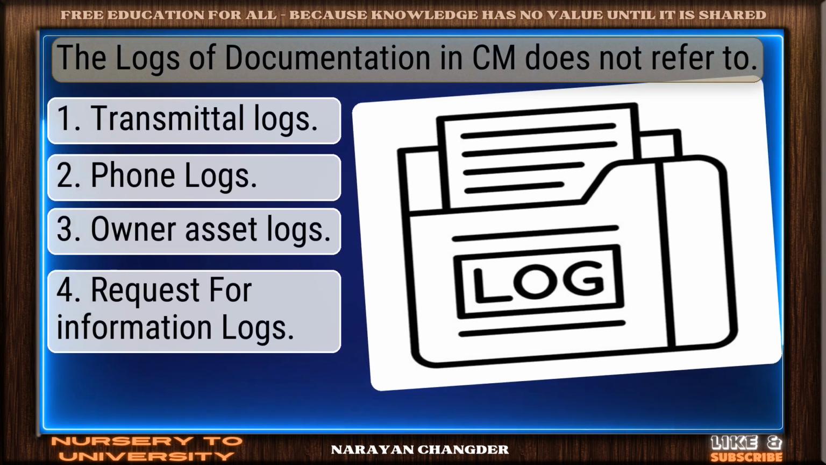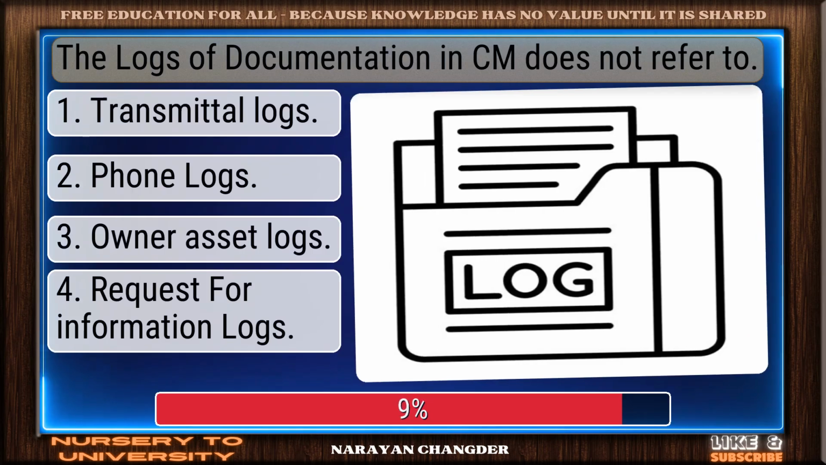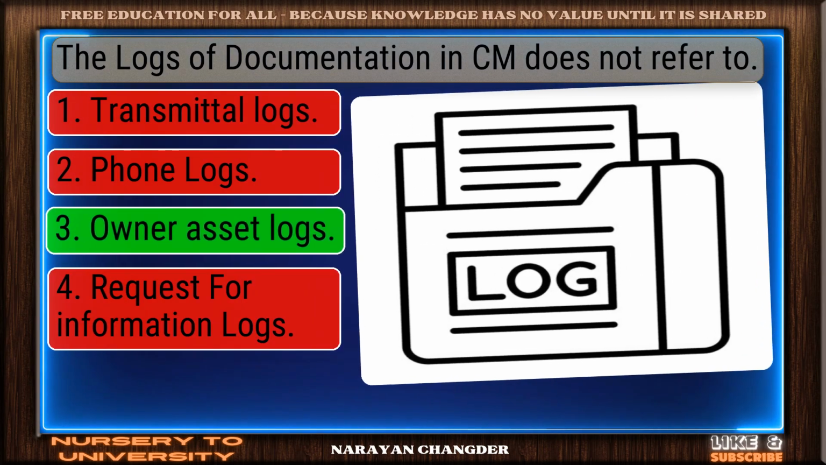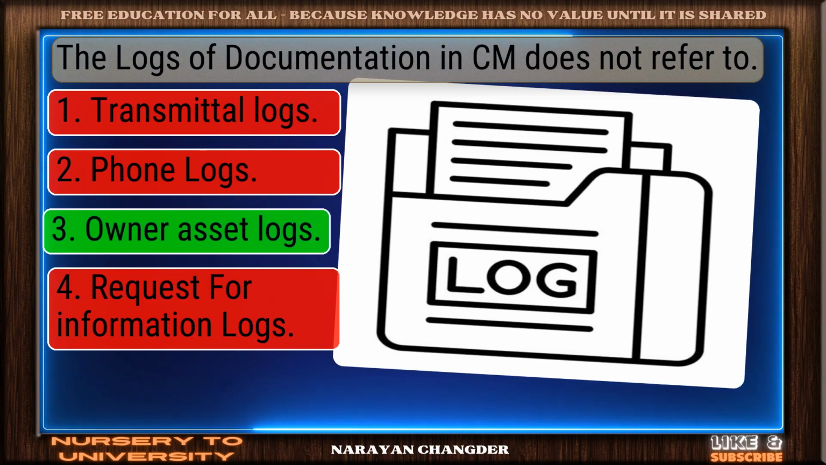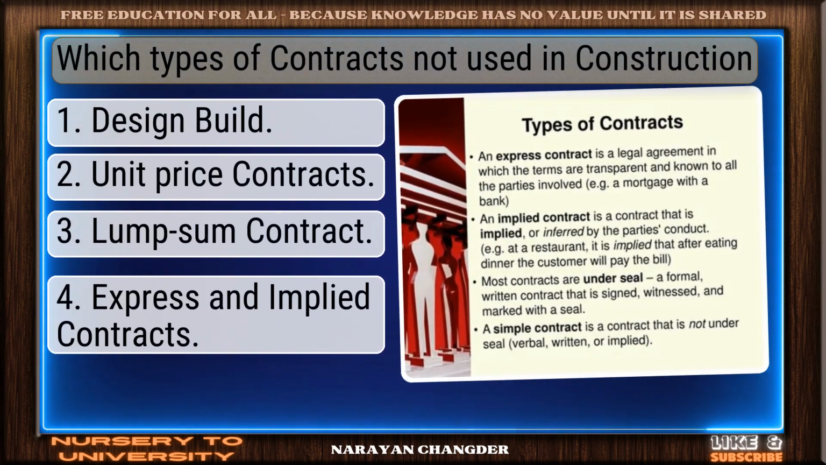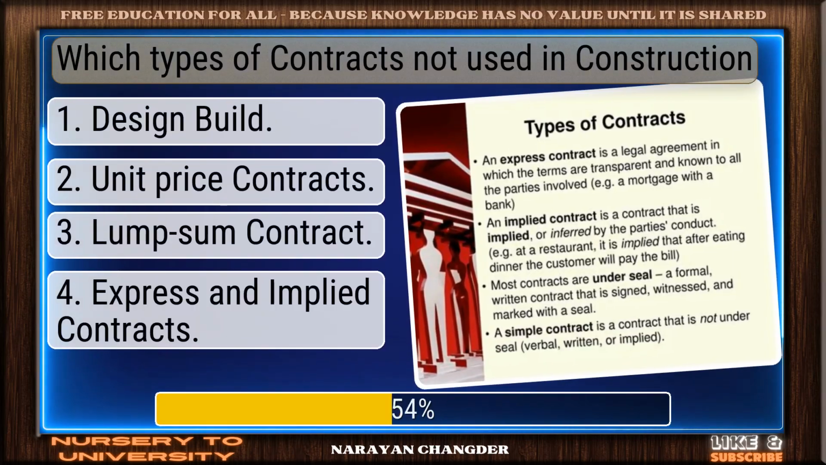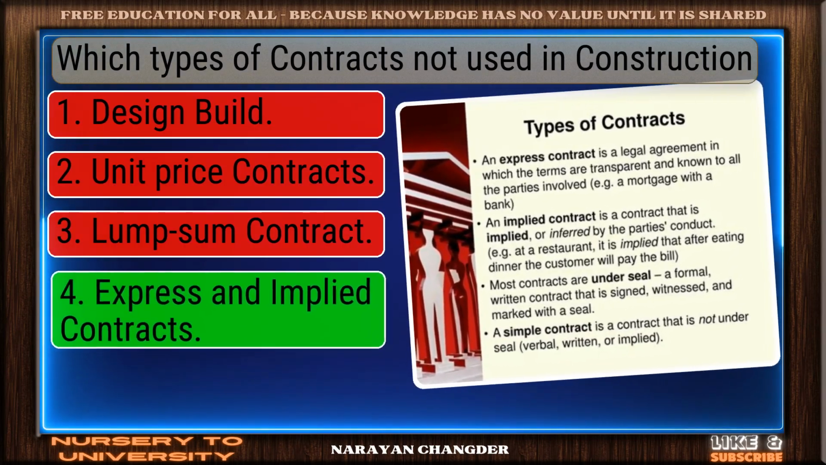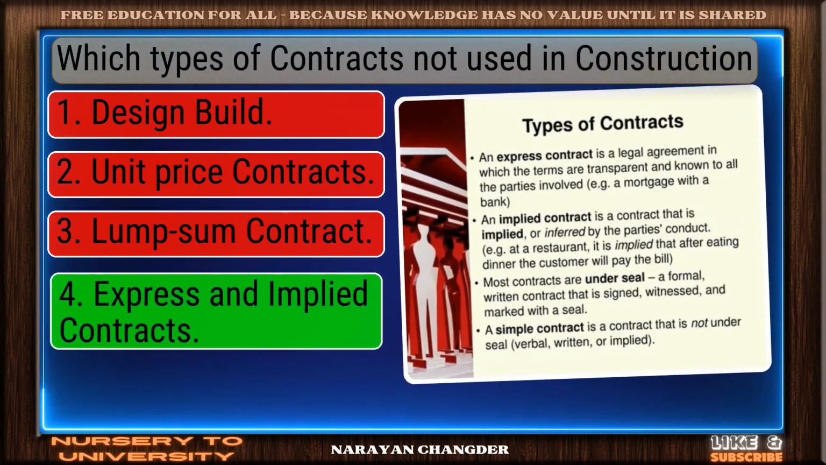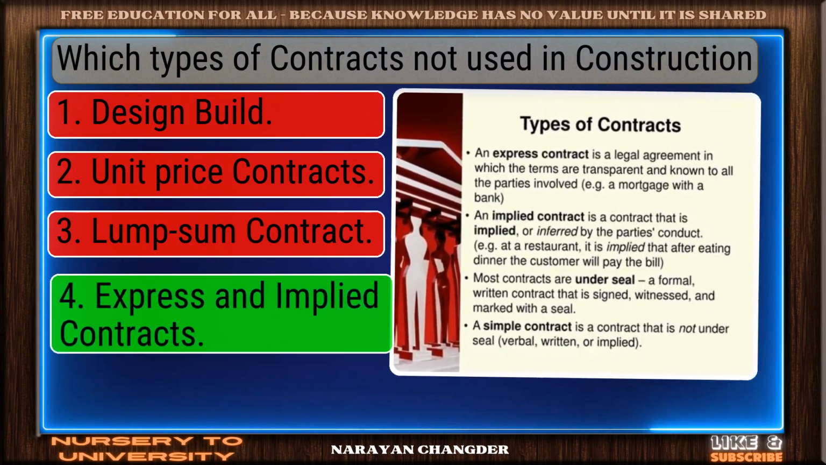The logs of documentation in CM does not refer to. Exactly. Owner asset logs makes sense and it is right choice. Which types of contracts not used in construction? Nice work. You chose express and implied contracts and it is correct.